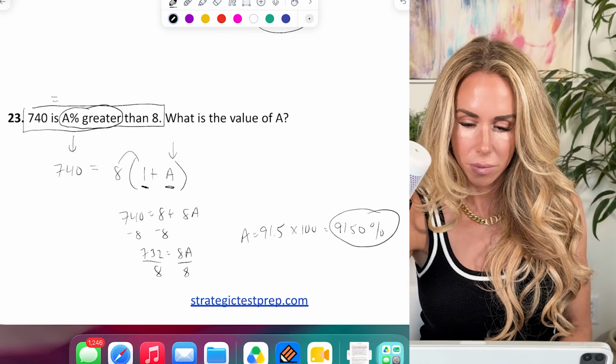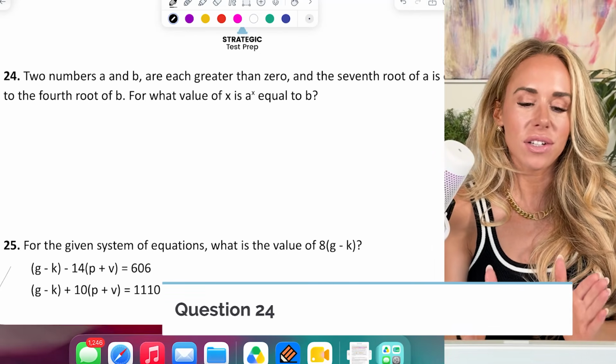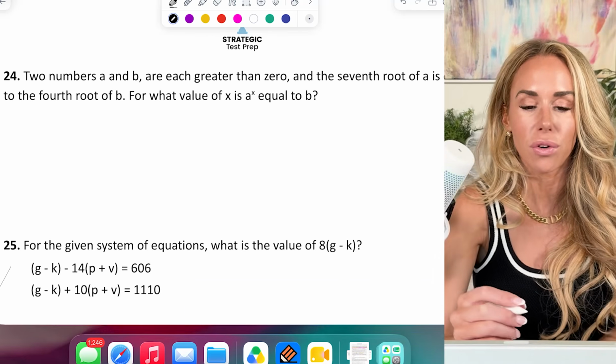So A is 9,150% greater than 8. Okay, on to question number 24. They said two numbers A and B are each greater than 0, and the 7th root of A is equal to the 4th root of B.